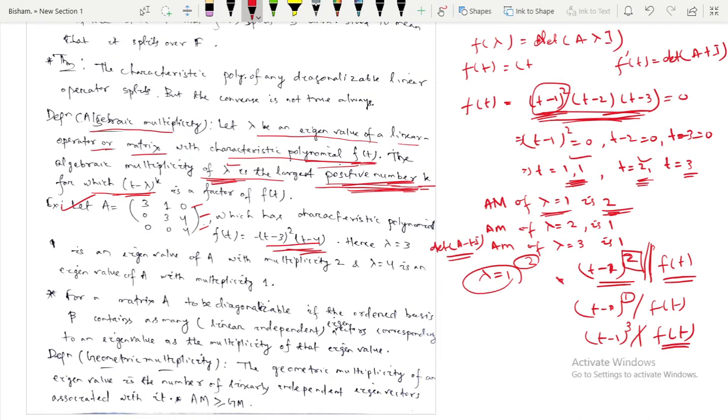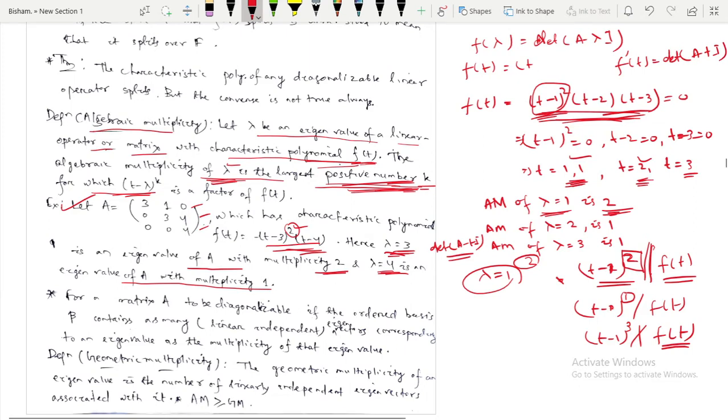So here the eigenvalues are lambda equal to 3 and lambda equal to 4, and lambda equal to 3 occurs twice because its power is 2 here. So lambda equal to 3 is an eigenvalue of A with multiplicity 2, and lambda equal to 4 is an eigenvalue of A with multiplicity 1, and this multiplicity is your algebraic multiplicity.